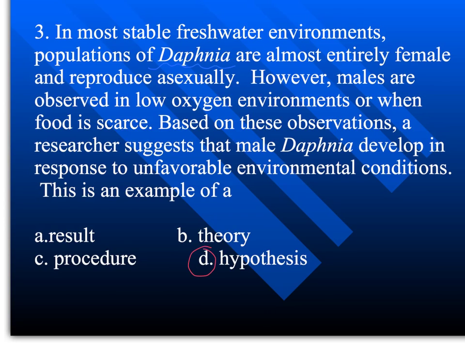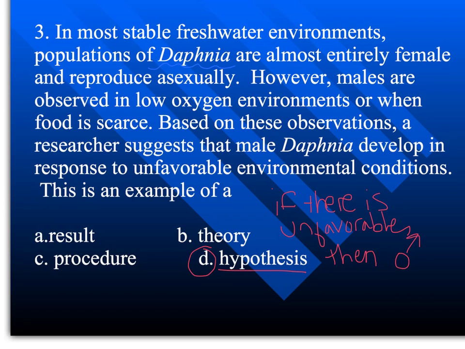This one would be a hypothesis. It's not set up in an if-then statement, but you could make it one. If there is unfavorable environment, then male Daphnia, then males show up. That's your if-then statement. If there's an unfavorable environment, then there will be more males.